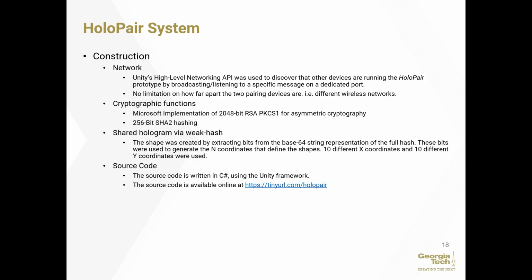The cryptographic functions use Microsoft's implementation of 2048-bit RSA with PKCS1 for asymmetric cryptography, and the 256-bit SHA-2 for hashing. The shared hologram via the weak hash is constructed by extracting bits from the base 64 string representation of the full hash. These bits were used to generate the n-coordinates that define the shapes. 10 different x-coordinates and 10 different y-coordinates were used. The source code is written in C# using the Unity framework, and the source code is available online at the link you see there.